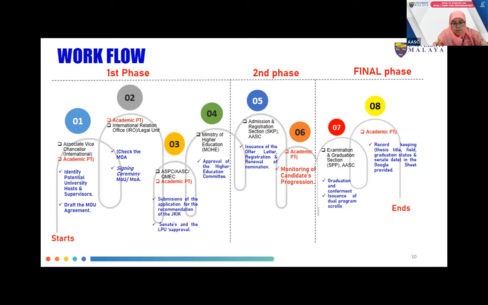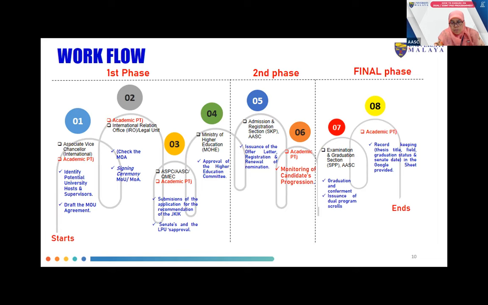Next, the third and the fourth steps are only documentation and paperwork that have to be done, and you have to go to a certain level. You have to get approval from, of course, our Senate, and then right up to the KPT or MOHE. This is mandatory.